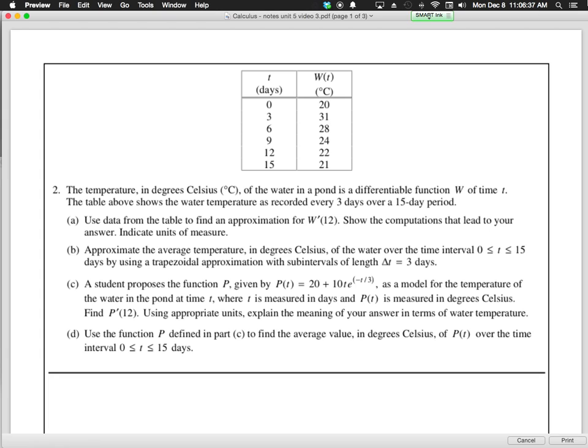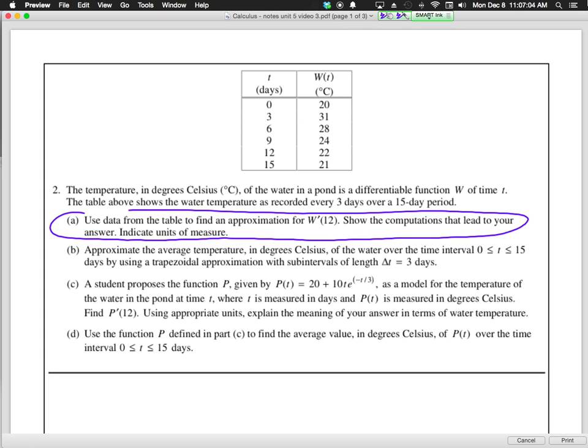We need to know what it's asking, and we need to make sure we know how to get it. So our 2 learning goals are, we're going to approximate the instantaneous rate of change at a point using a graph or table. And the other one is, we're going to approximate a function value using a tangent line. Those are the 2 things we're going to do. So on this number 2, the part we're interested in is part A. So we're interested in part A of this problem.